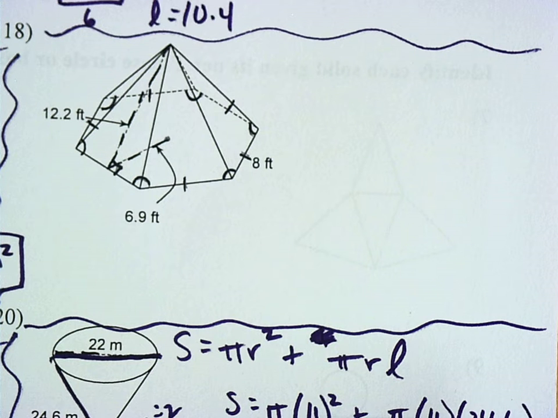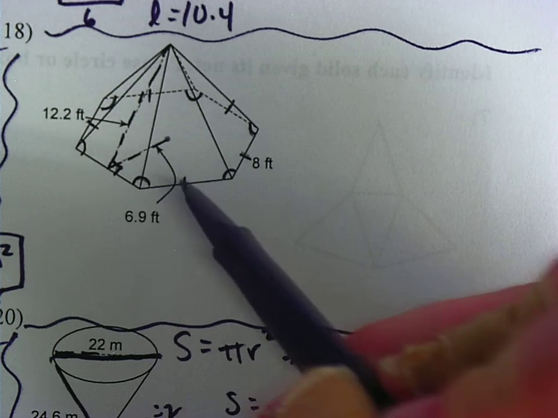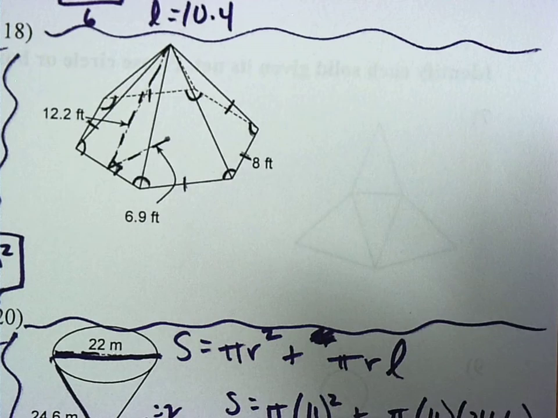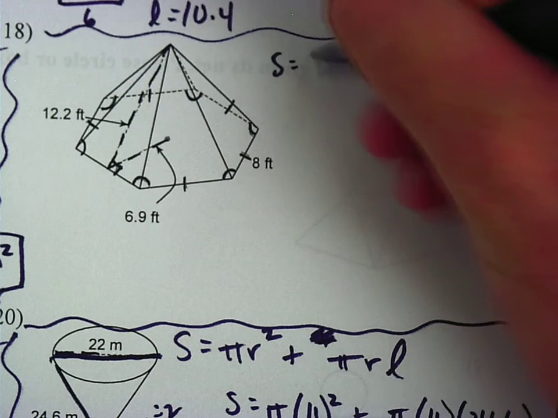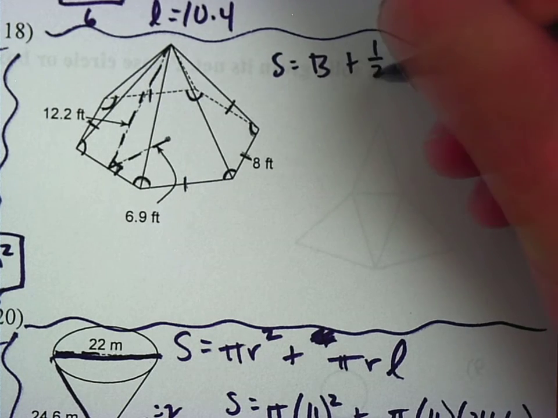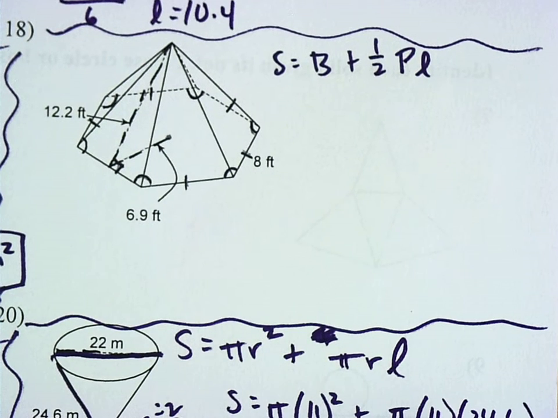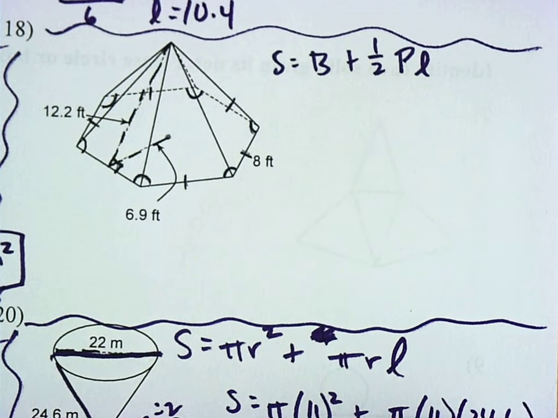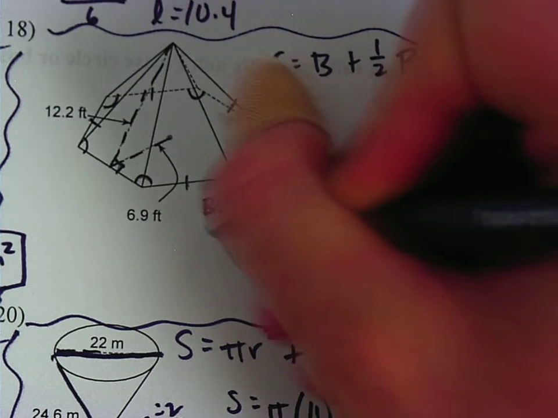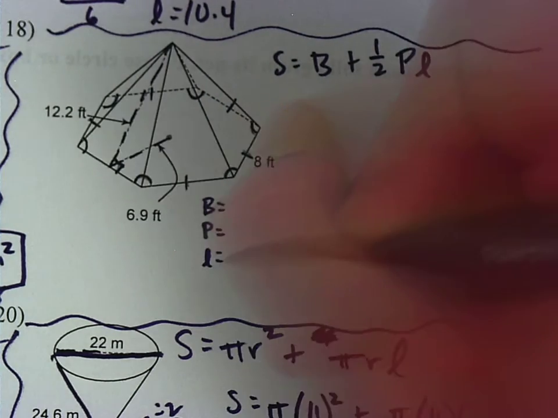So here we have a pyramid. It's actually a hexagonal pyramid because it has 1, 2, 3, 4, 5, 6 sides on the base. So we're going to use that same pyramid formula: base plus 1/2 perimeter times slant height. And we're going to find those same three things.